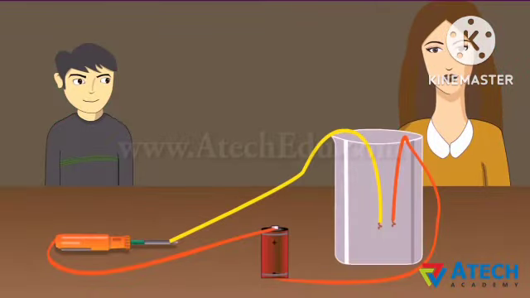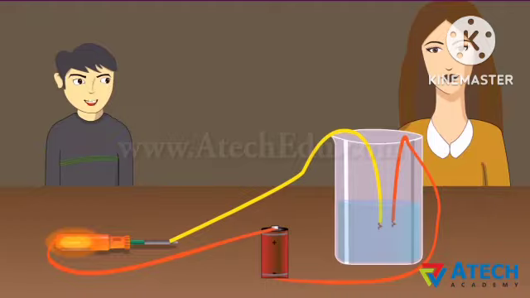Take some normal water in a beaker and dip two wires from the end of the tester into the water. What do you observe? The tester glows. This means water allows the electric current to pass. Therefore, water is a good conductor of electricity. Are there other liquids which are good conductors of electricity?